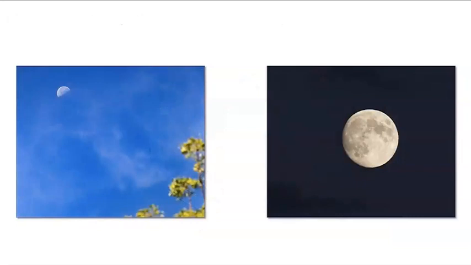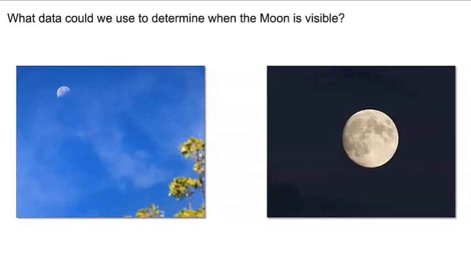Maybe we could start by observing the sky to see if the moon is visible during daytime or nighttime over a period of several days. Then we could look for patterns. What data could we use to determine when the moon is visible? Do you think we could look at what times of day the moon is visible in the sky? I think that's a great idea.